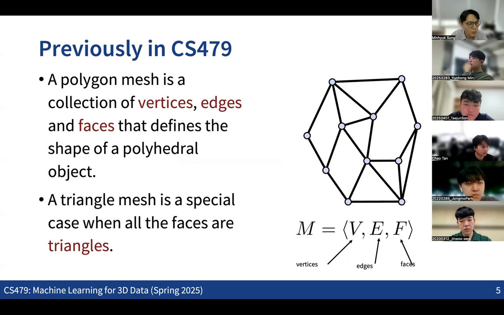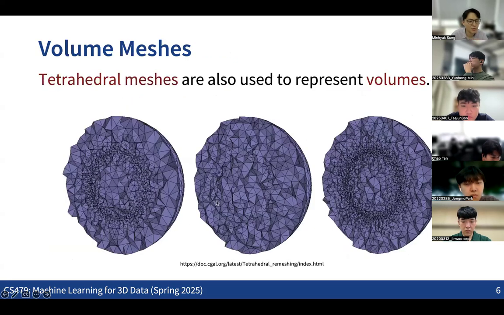And the typical way to have this kind of mesh representation is to make all the faces not arbitrary polygons, but triangles. So having triangular meshes is the most common choice for many graphics applications. So this is a very compact way to represent the surface, but we can also consider representing not the surface, but the volume as well.